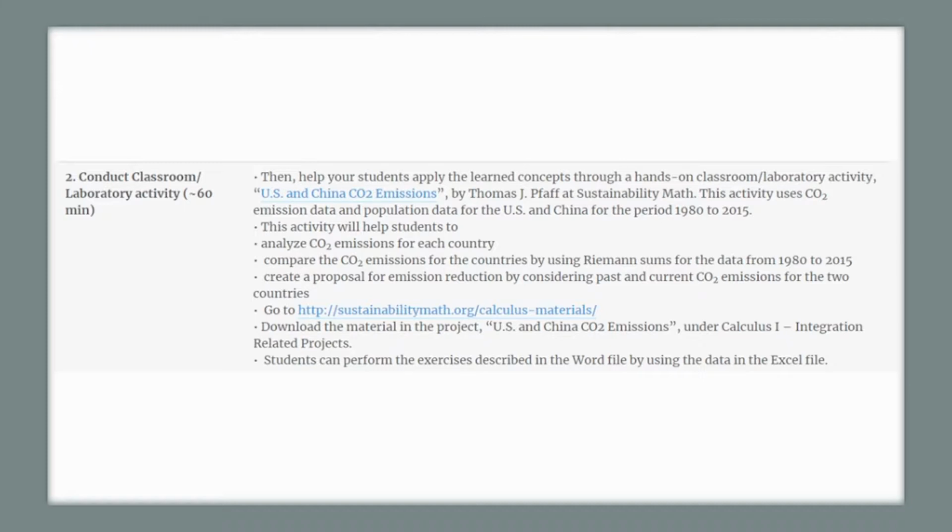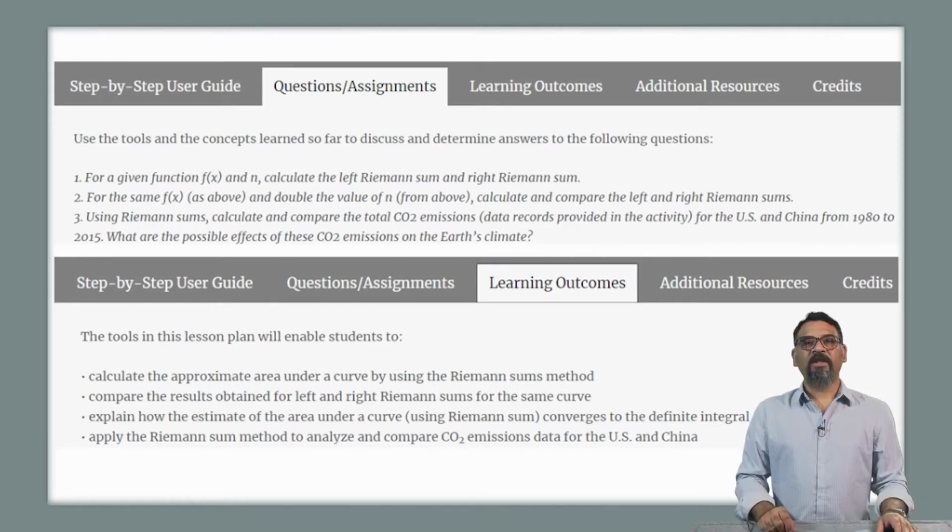The links to this classroom lab activity are provided here, and we invite you to take a look at this. The questions that you can ask your students through this lesson plan include: for a given function f(x) and n, calculate the left Riemann and the right Riemann sum. For the same f(x) as above and double the value of n, calculate and compare the left and right Riemann sums. Using Riemann sums, calculate and compare the total CO2 emissions from 1980 to 2015.